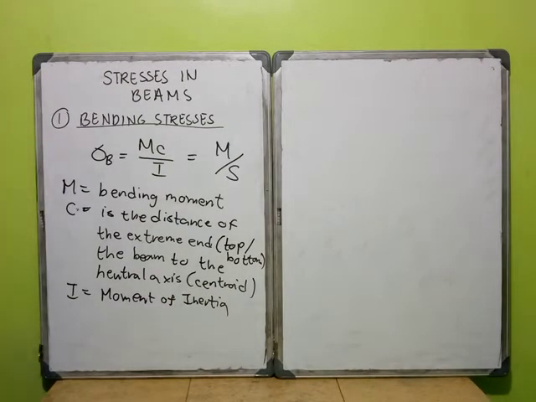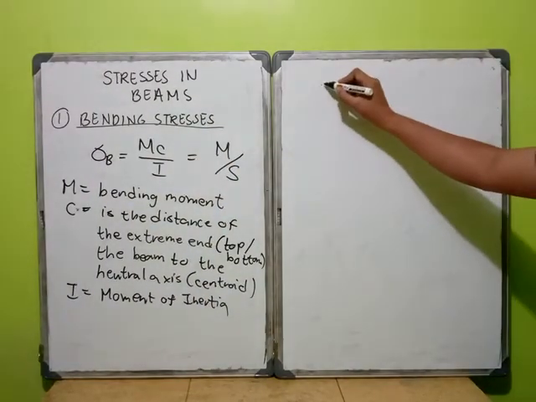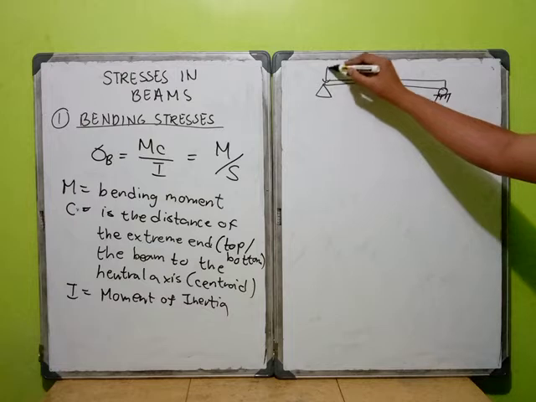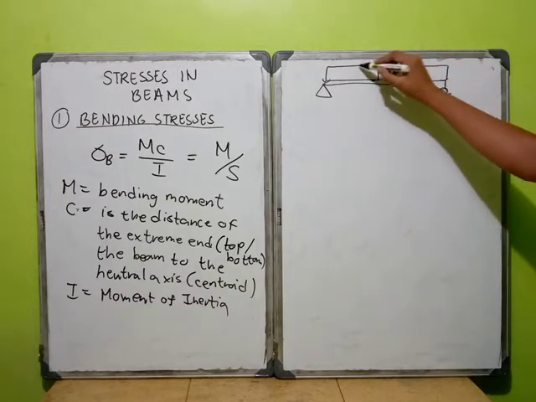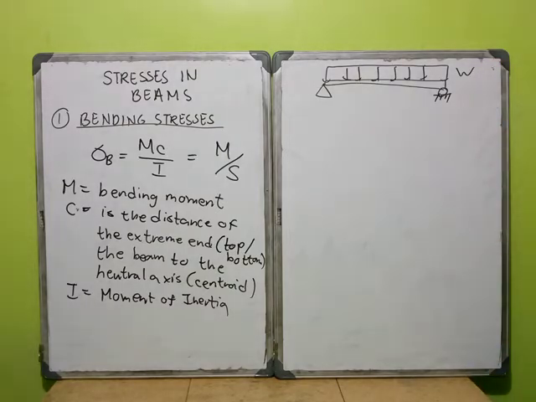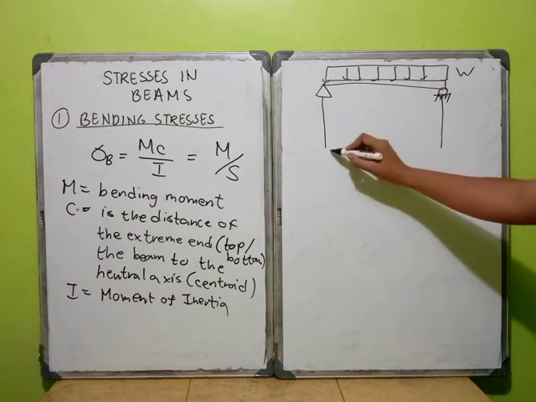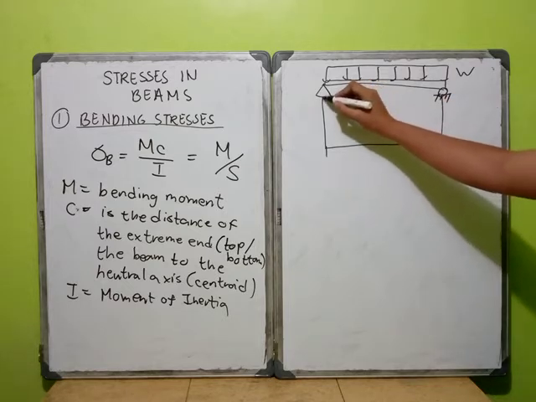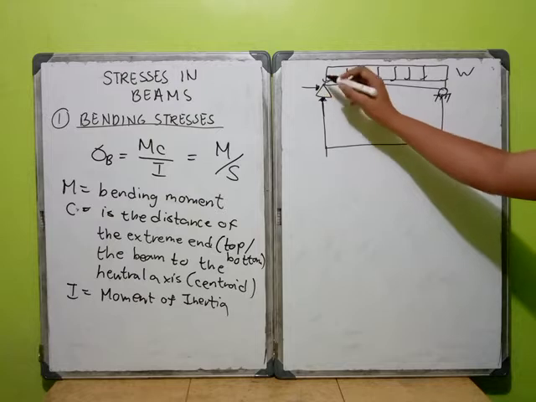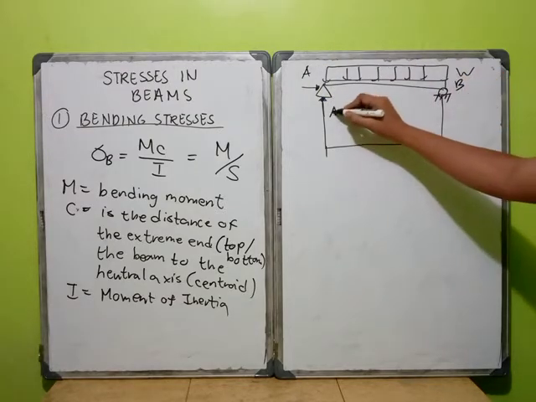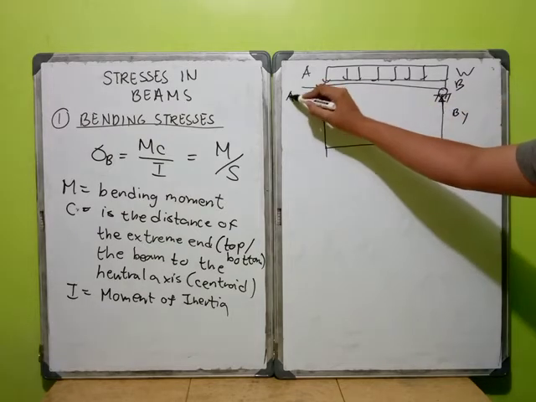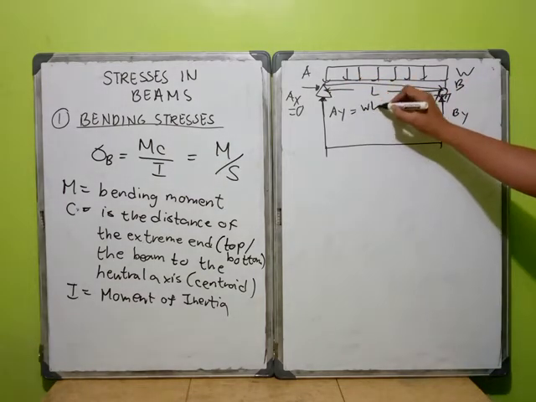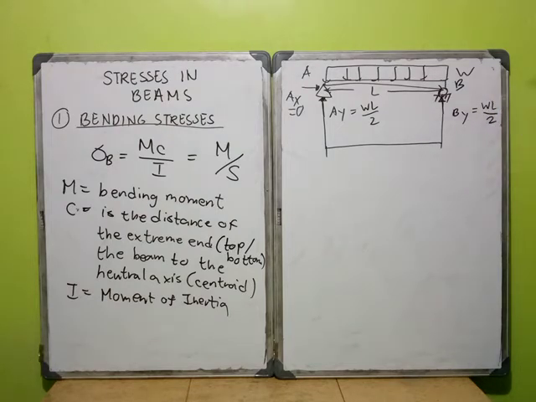In order to better understand, we'll try to draw a beam. Let us say your beam is experiencing a distributed load W. We know from our previous lesson that the reactions, let us say this is A and B, are AY and BY. Normally your AX will be 0, and since the length of this beam is L, AY will be WL over 2 and BY will be WL over 2 also.